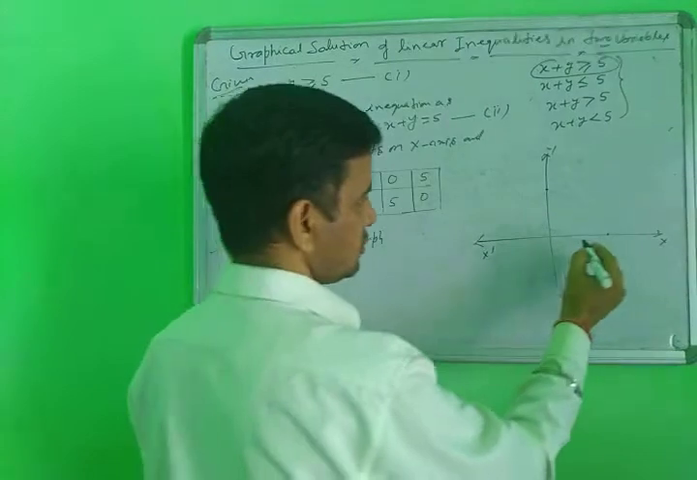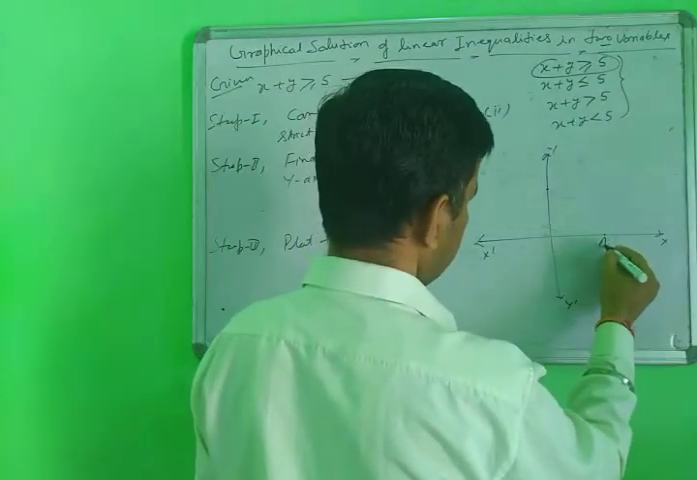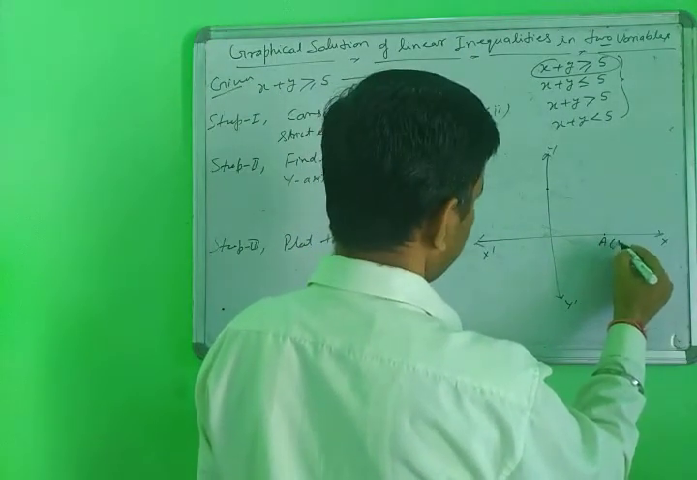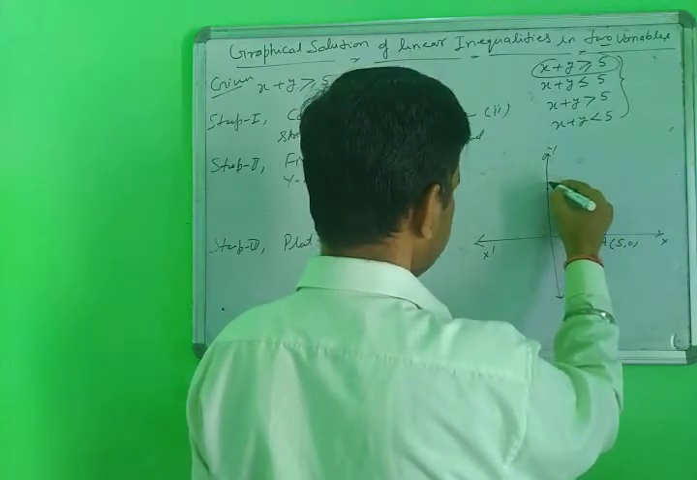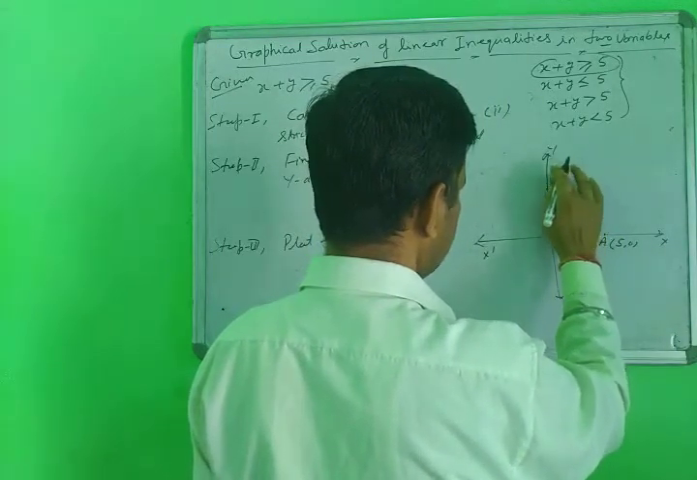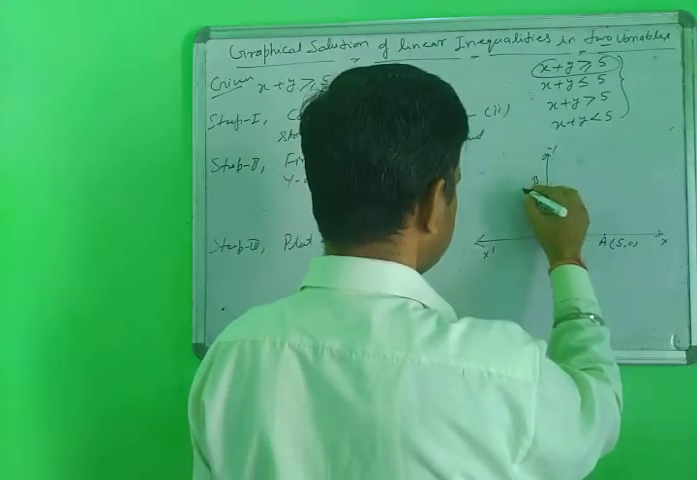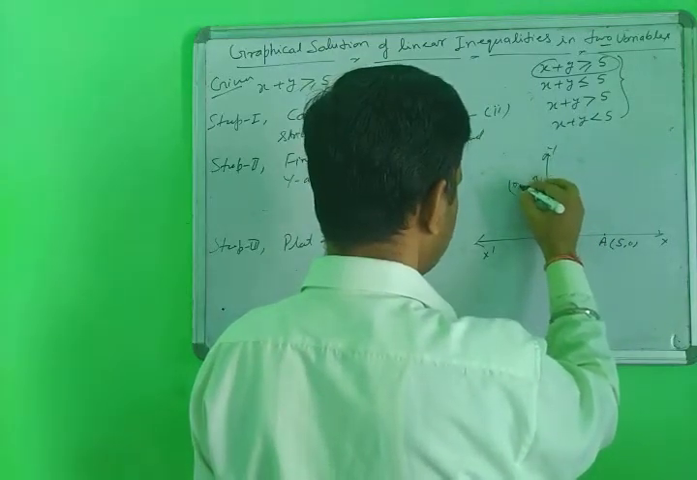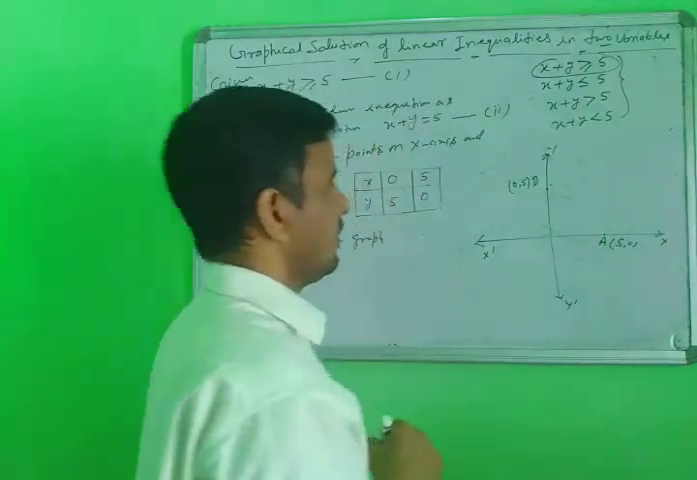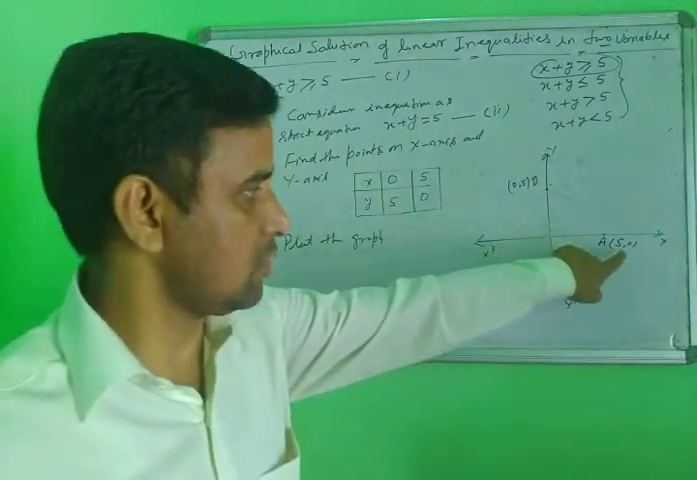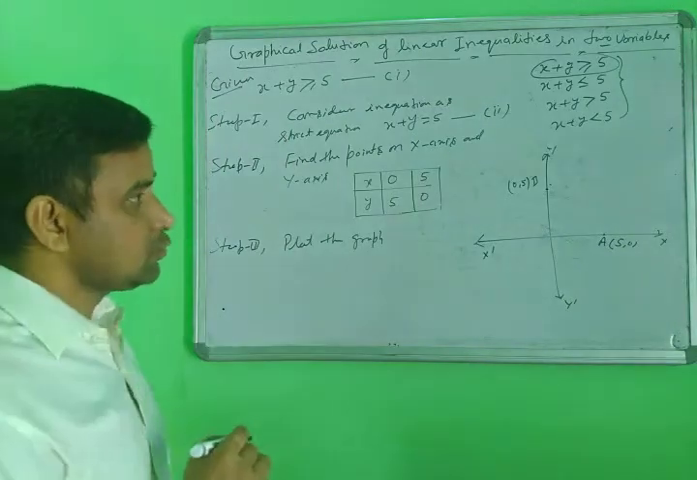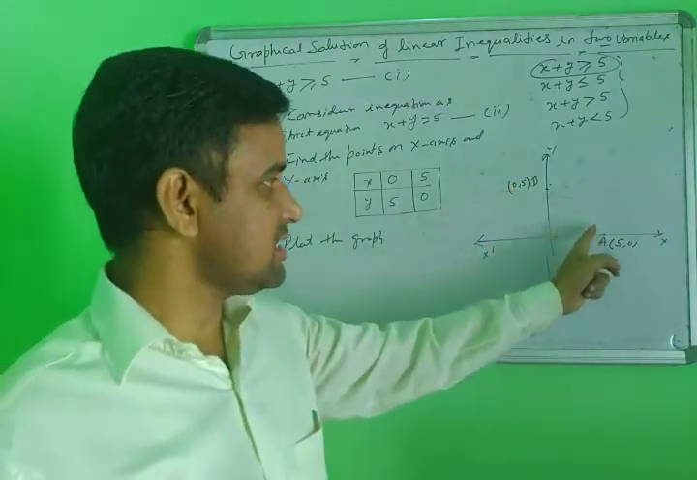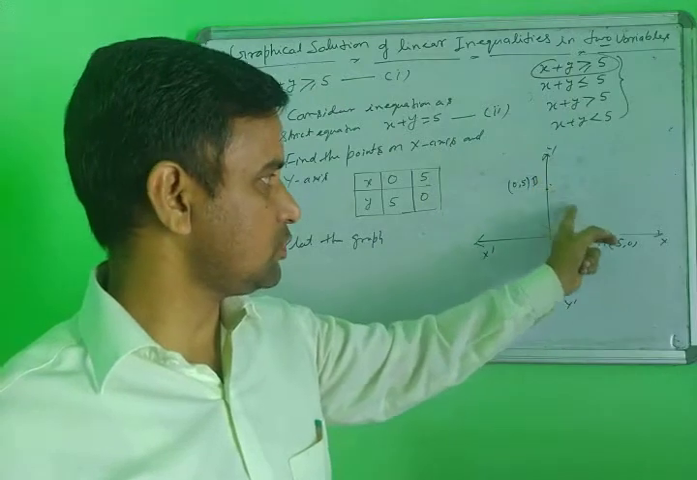Suppose this point here is called A, (5,0), and this point is called B, (0,5). This is called (0,5). This is called (5,0). After that you will join these points.